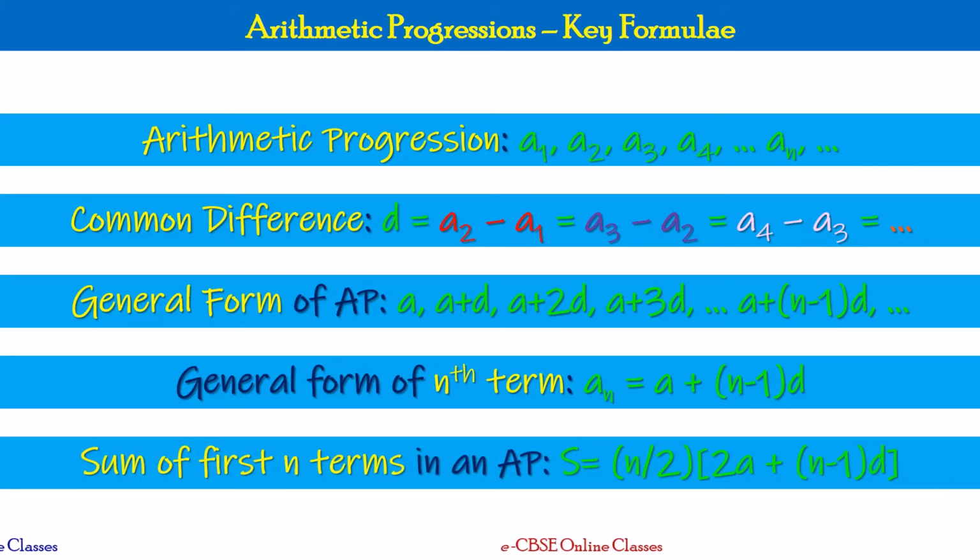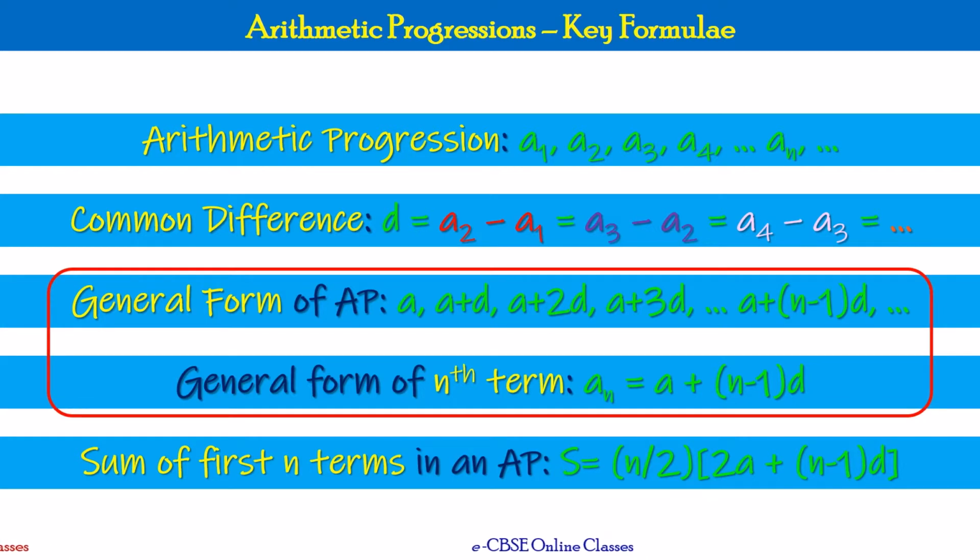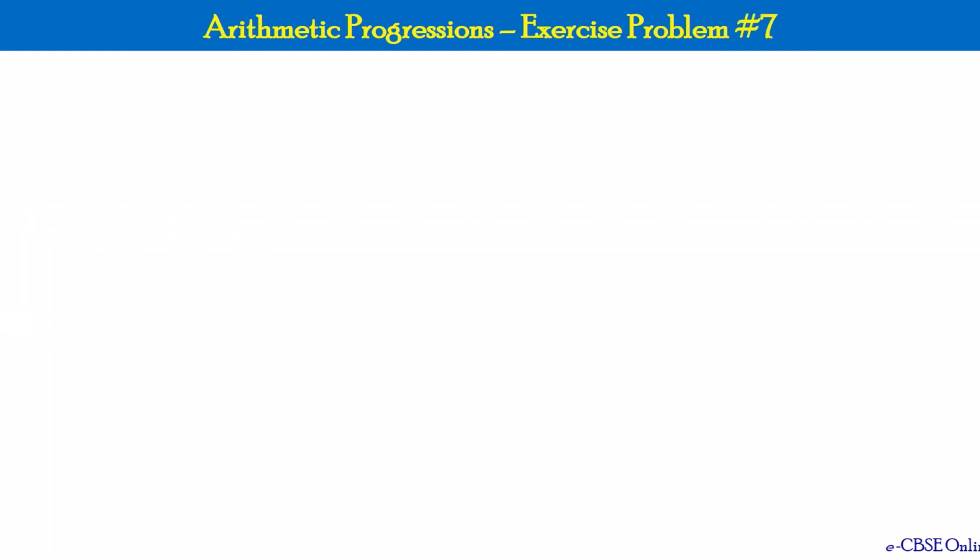The sum of the first n terms in an arithmetic progression is given by S is equal to n by 2 times 2A plus n minus 1 into D. In the previous video, we have solved some problems related to the general form of the nth term. We are going to solve a few more problems in this video. Let us look at exercise problem number 7.